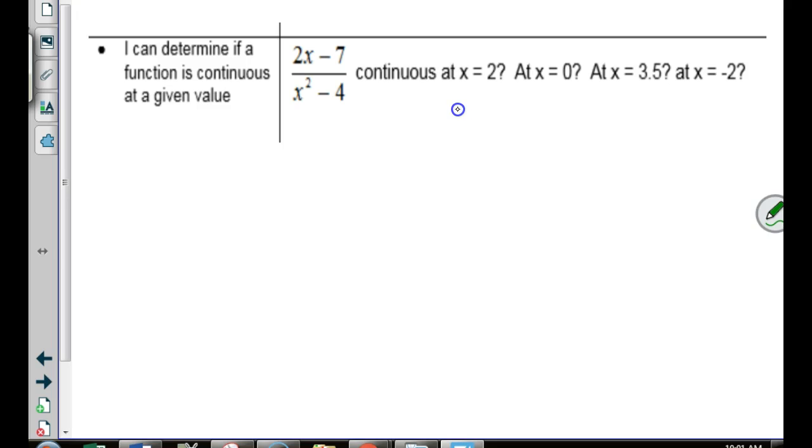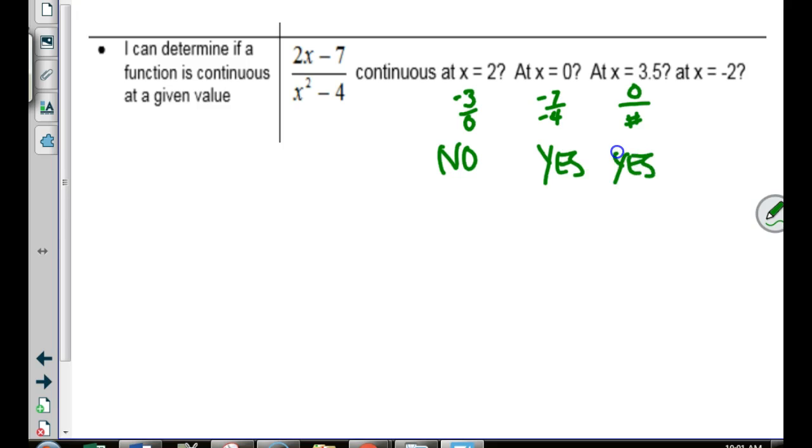I'd get negative 3 over 0, which is not possible, right? Is it continuous at 0? Get negative 7 over negative 4, which is a number, so yes. Is it continuous at 3.5? I'd get 0 over, I don't think I know what 3.5 squared minus 4 is. Some number. You have a 0 on the top?